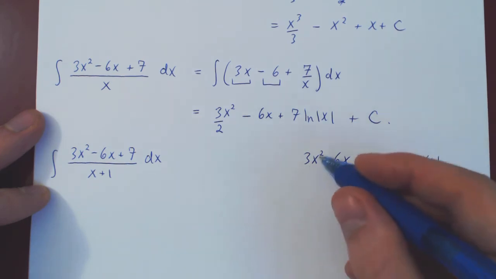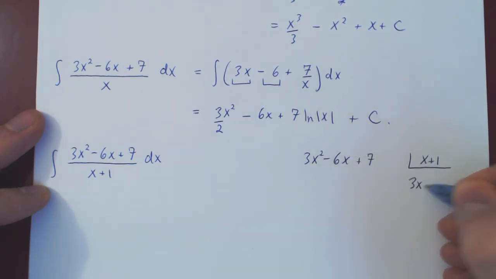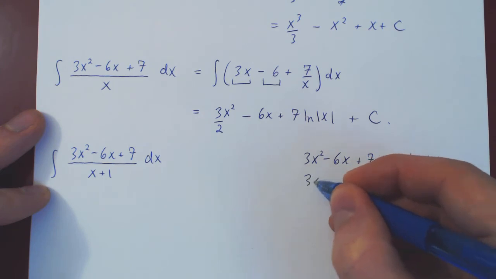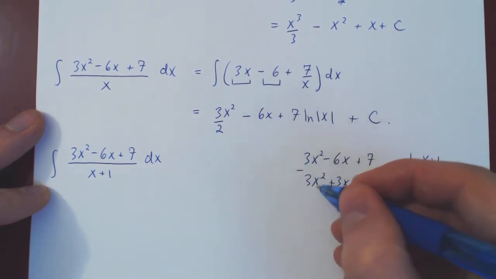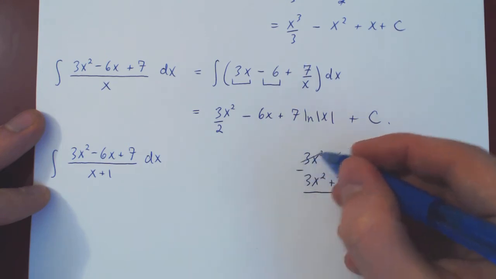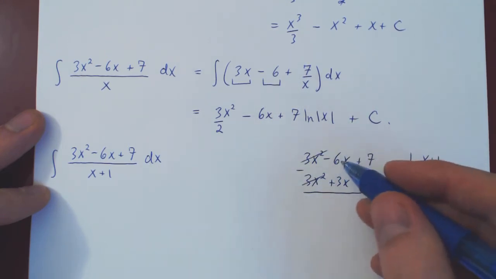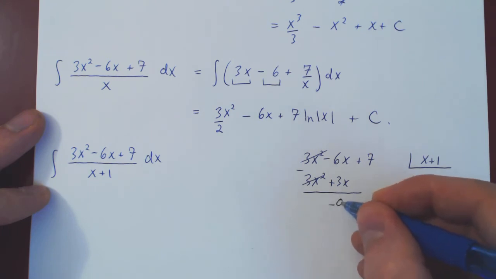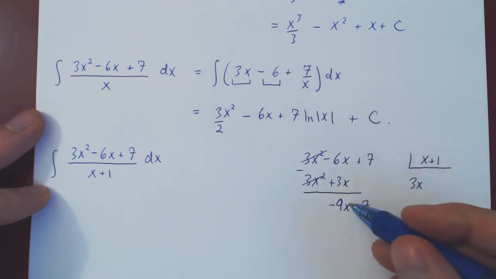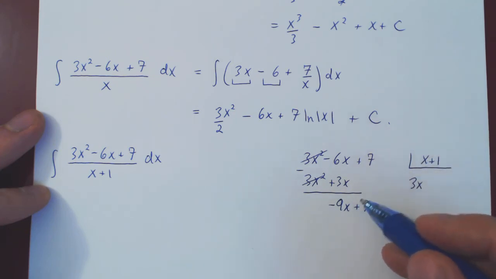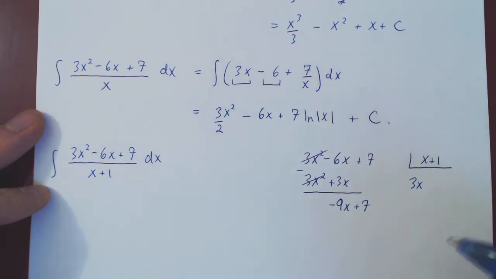So what times x is 3x squared? Obviously 3x. Multiply by 3x, we get 3x squared plus 3x. We subtract. 3x squared minus itself is 0. Negative 6x, minus 3x is negative 9x. And 7 minus 0, of course, plus 7. The degree is 1, the degree here is 1. 1 is not less than 1, we have to do one more step.